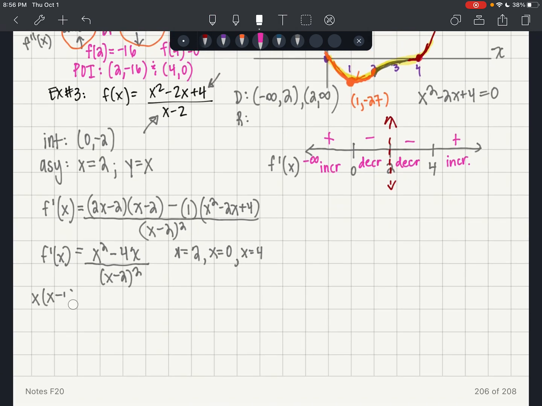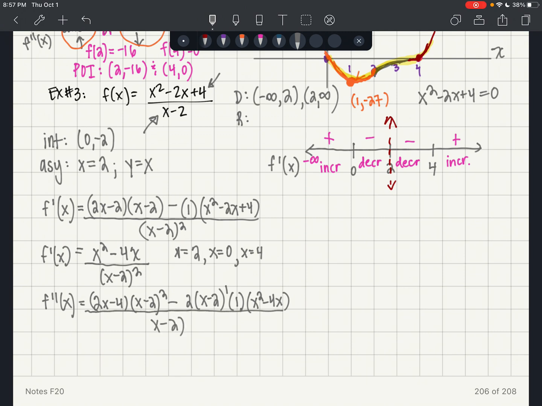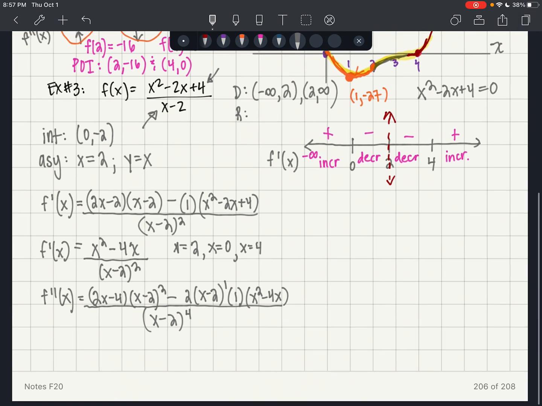Now we're going to take our second derivative. So our second derivative is equal to 2x minus 4 times the denominator, minus the derivative of the denominator, which is 2 times x minus 2, now to the first power, times 1, chain rule, times the numerator, which is x squared minus 4x. And then that's all over the denominator squared. So now I have x minus 2 to the fourth power.